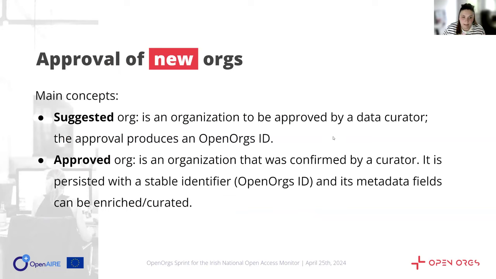There are two main concepts to understand when we are talking about the approval. First, the suggested organization is one that has been submitted and is awaiting approval by a data curator. Once approved, it will receive an OpenOrgs ID. And then an approved organization is one that has already been confirmed by a curator. It possesses a stable identifier in the form of the OpenOrgs ID, and its metadata fields can be enriched and curated over time.